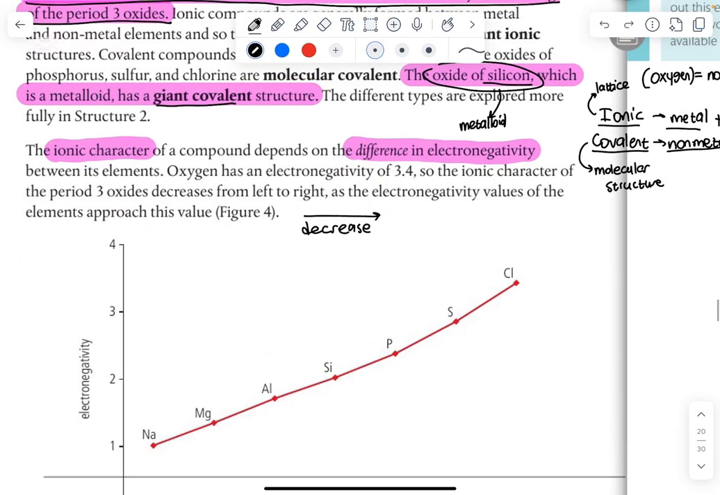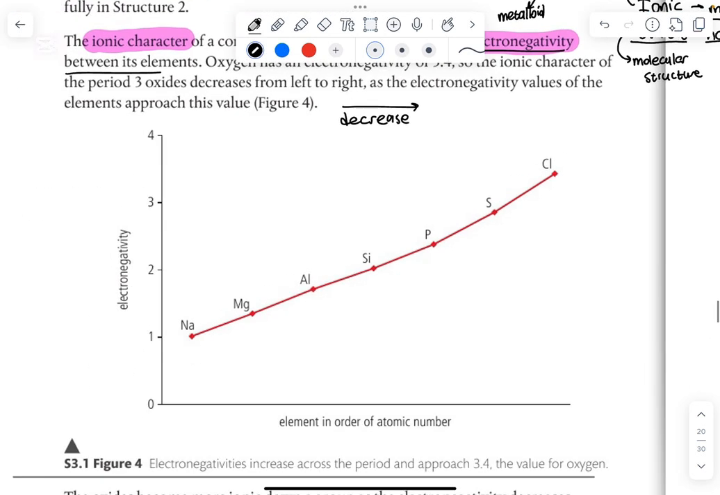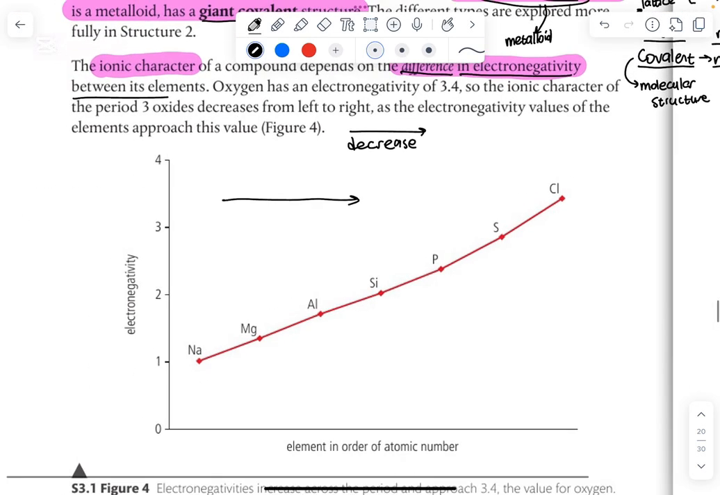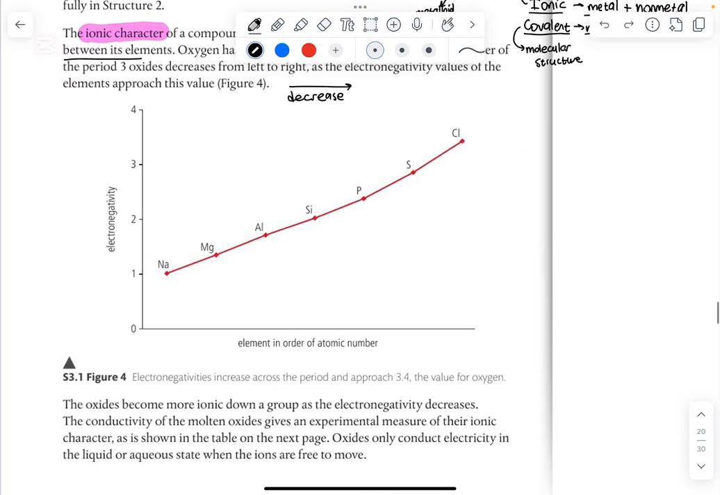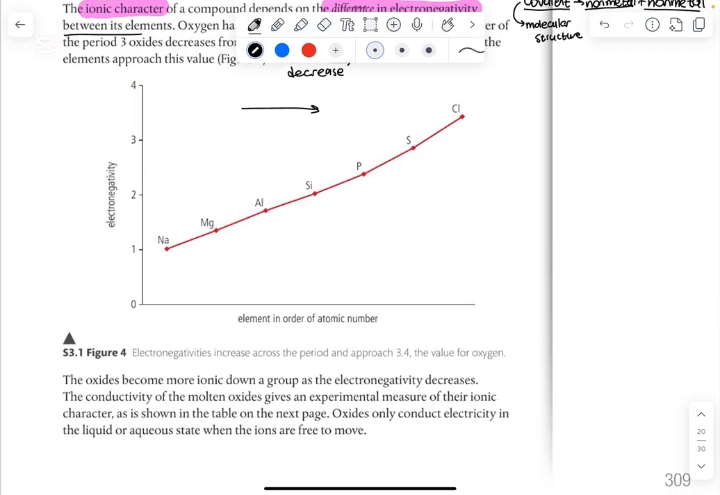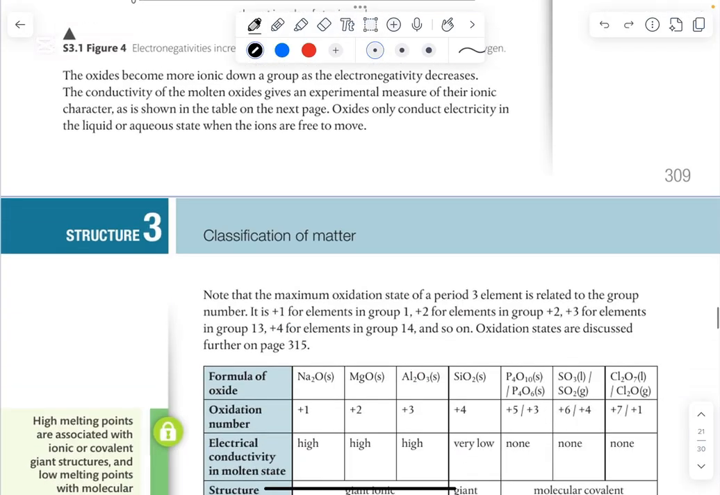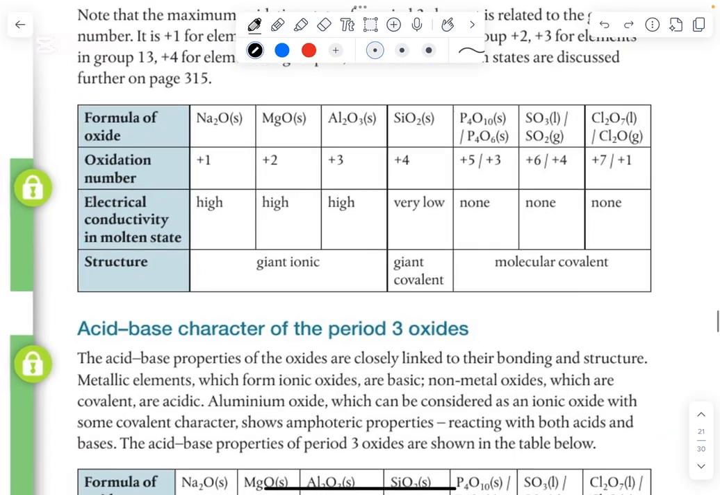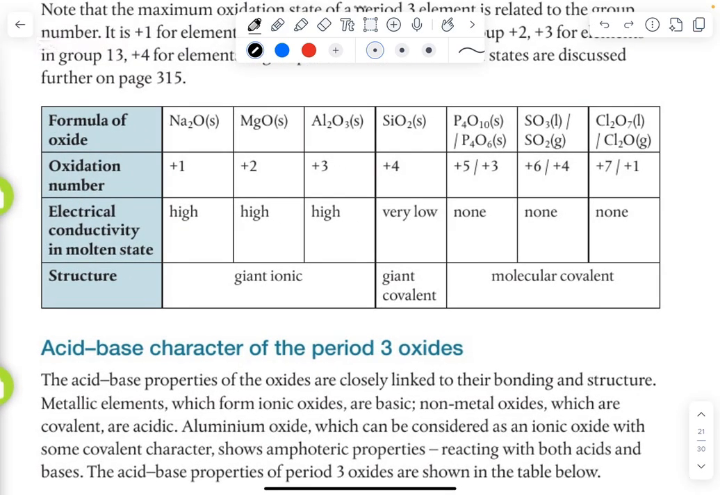The ionic character of a compound depends on the difference of electronegativity values. So, as you go right in the periodic table, the ionic character of the oxides decreases. Because, as you go right, the electronegativity increases, so the difference between the electronegativities is going to decrease. Let's take a look at this table. As you can see, we're going right in the period 3 oxides.